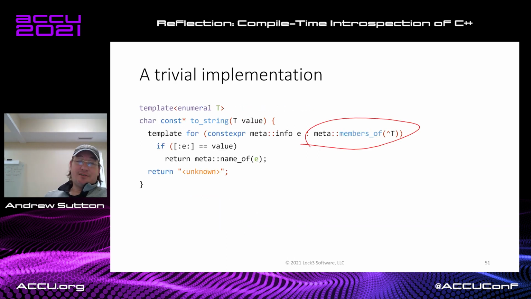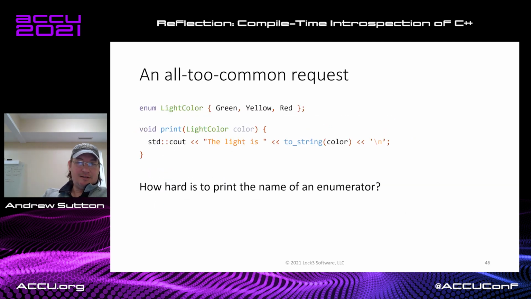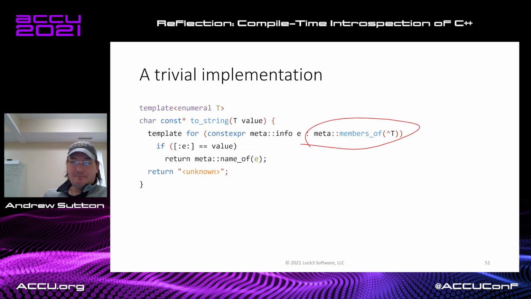All right, so back to our little implementation. We have an expansion statement that runs over the members of the reflection of T. As we instantiate this, the reflection of T is going to become the reflection of, was it light color? I think it was light color. Yes, light color, sorry. It becomes a reflection of light color. This members of meta function will give me back a constexpr range. I think this might actually end up being a constexpr vector as the library evolves.